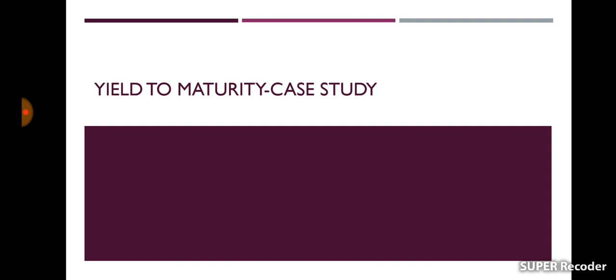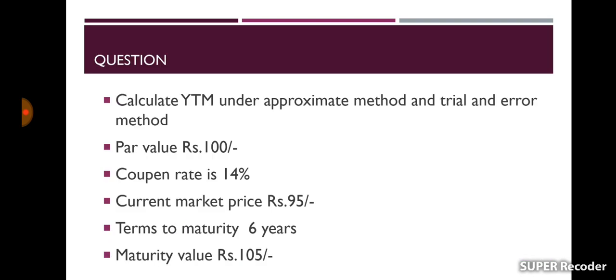In the previous session, we discussed the equation for calculating YTM, and today we are trying to figure out YTM, yield to maturity, with an example. Our question is: calculate YTM under the approximate method and the trial and error method. Some information has been given. The par value of the bond is ₹100, the coupon rate is 14%, the current market price is ₹95, the term to maturity is 6 years, and the maturity value is 105.